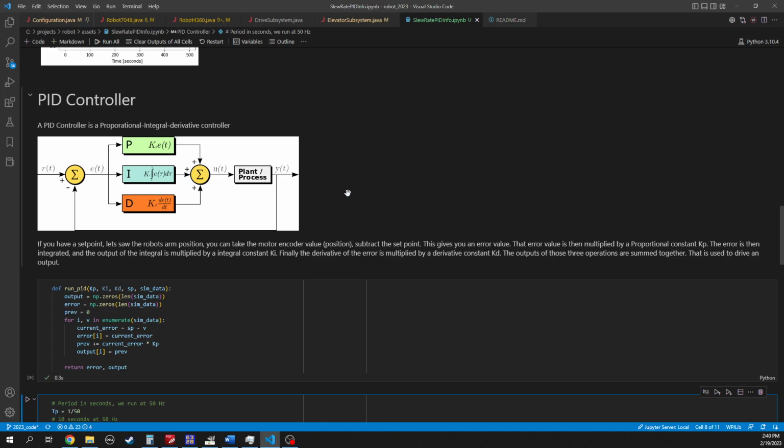So this is a diagram of a PID controller. It looks really complicated, but it's really simple. You have some sort of set point. Let's just think about it with the robots: we have an arm that we want to move to a certain position, and we really just want it to stay there. So we have encoder positions. The motors have encoders in them that can tell us the position is 15 rotations of the motor.